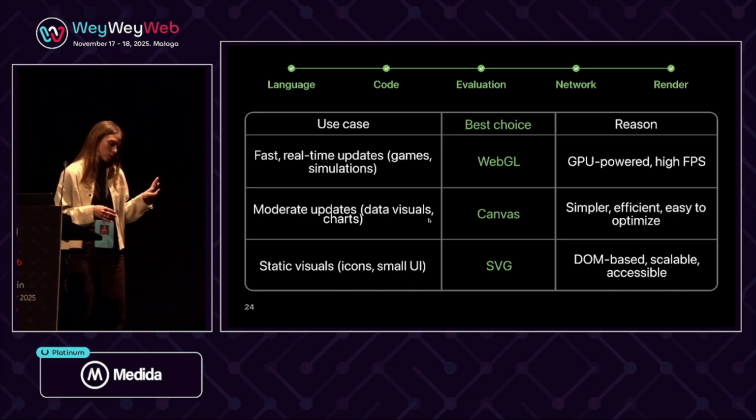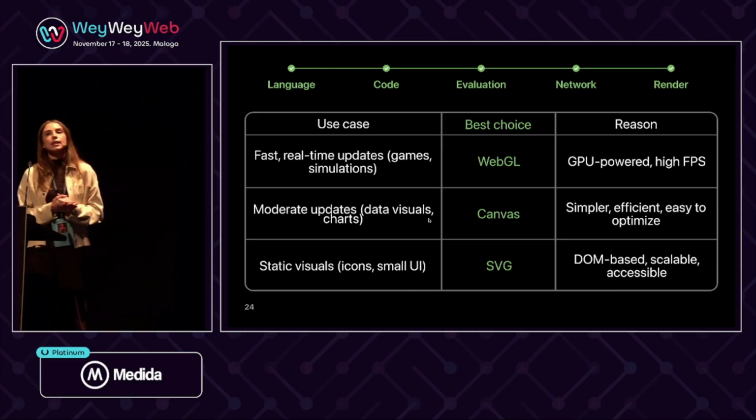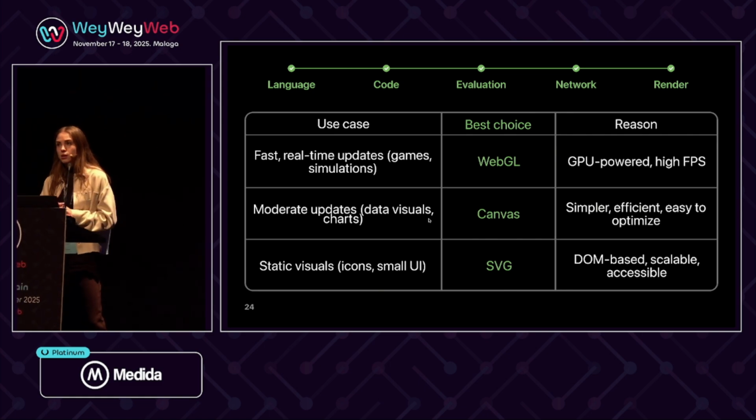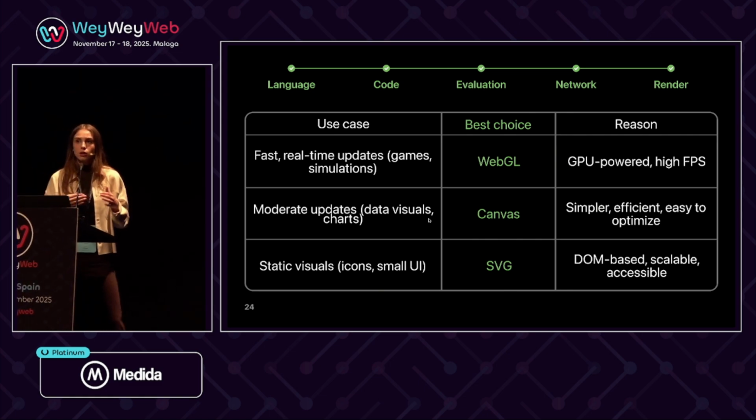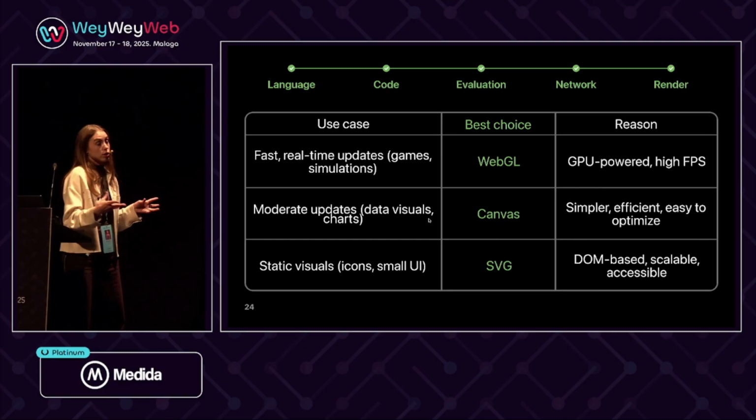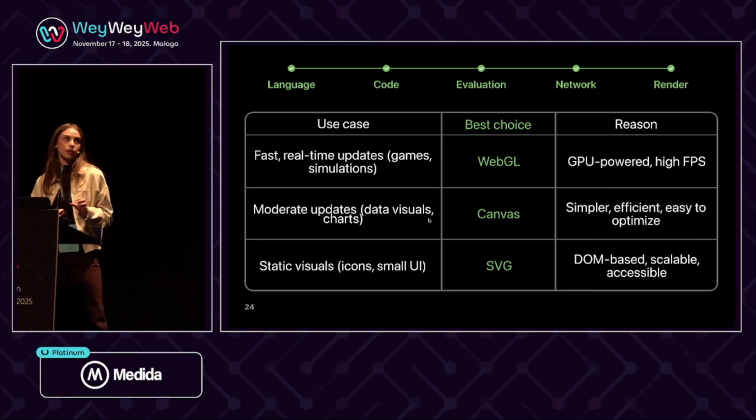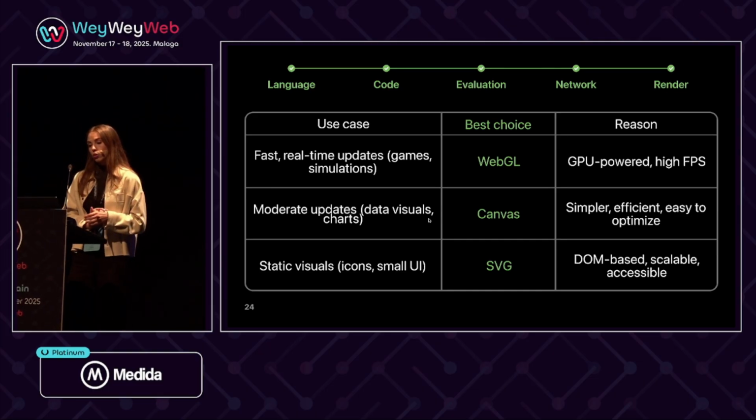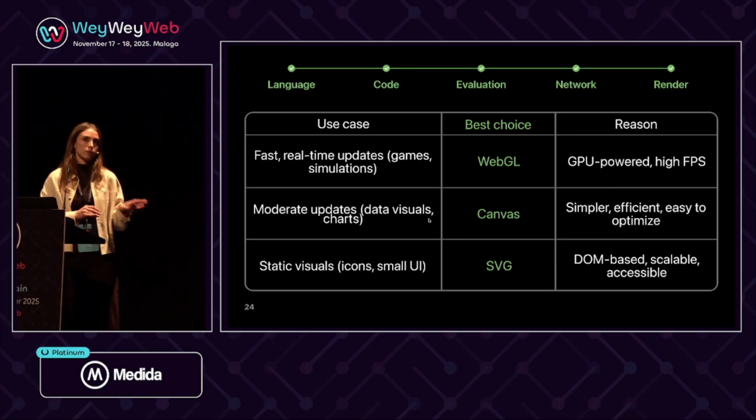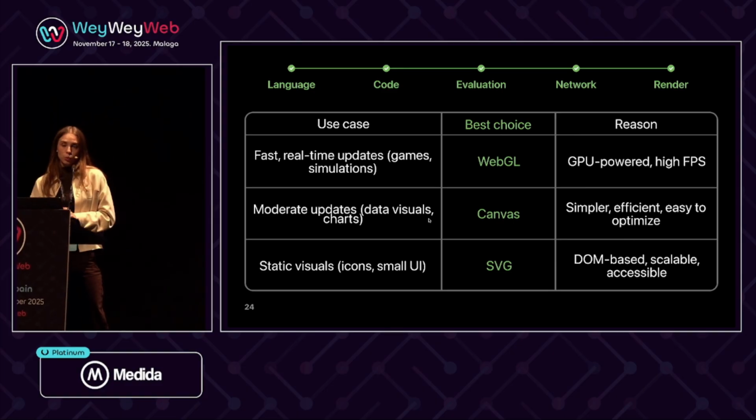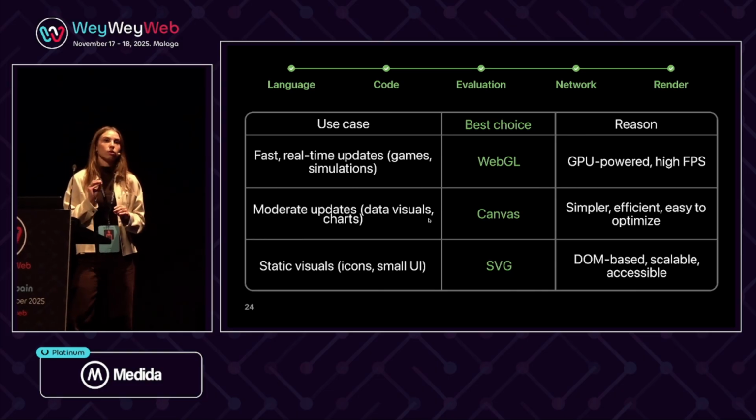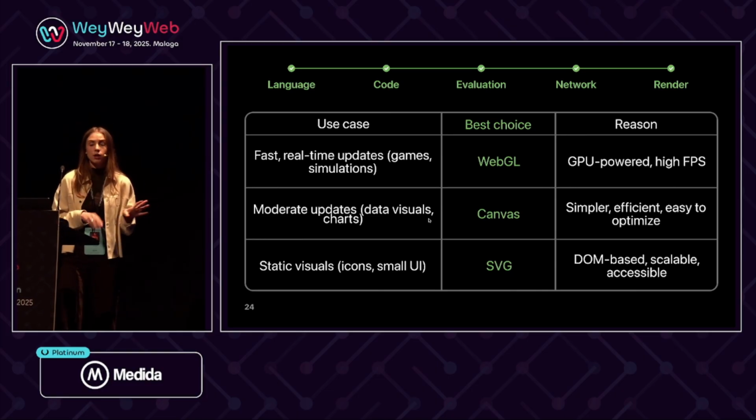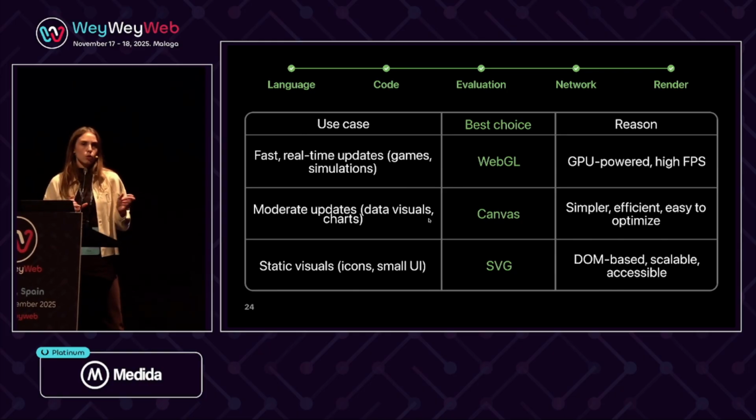And if we talk about a trading chart, it's something in between. Yes, it changes a lot. It's constantly changing, but not as rapidly as games. So some systems decided to use WebGL, some Canvas. In our product, we decided to use Canvas. We decided to focus on optimization rather than low-level programming.